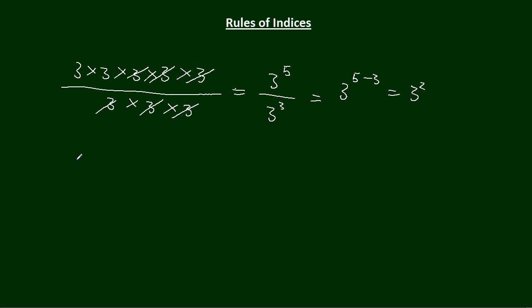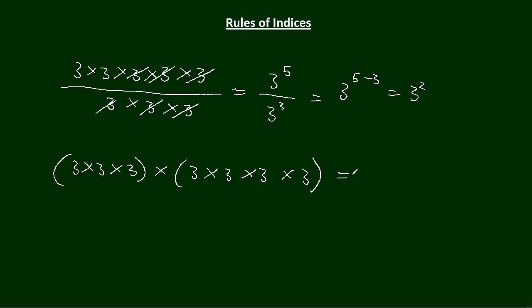We do 3 cubed times 3 to the 4th. There's our 3 cubed times by 3 to the 4th, 4 of them. Well, we can just imagine these brackets have gone and we just count them up. 1, 2, 3, 4, 5, 6, 7. 3 to the 7, we add them together.